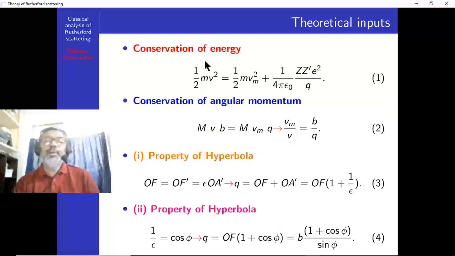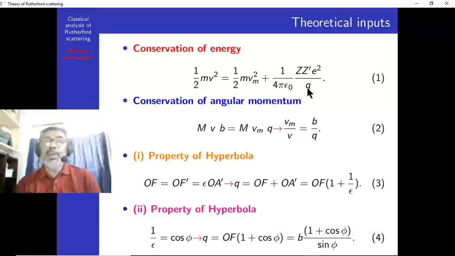Next we have 4 equations. Conservation of energy. Initially all the energy of the alpha particle is kinetic, so that is half mv square, and when the particle has approached the point of closest approach, then the energy is partly kinetic, partly potential. So kinetic energy is half m Vm square, that is the velocity at the point of closest approach, and this is the distance of closest approach, and this is the Coulomb potential.